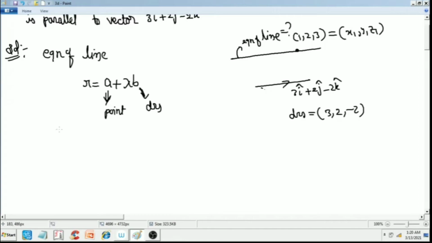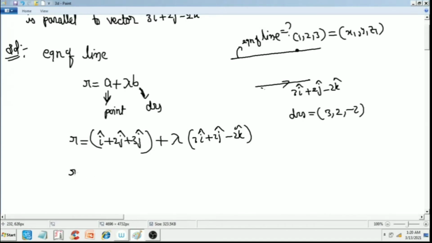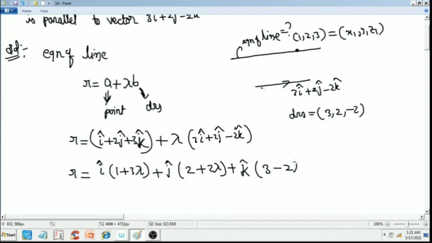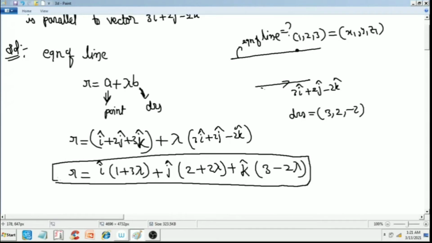So the equation of the line in vector form is r = a, the point, which is i + 2j + 3k, plus lambda times b, the DRs, 3i + 2j - 2k. Simplifying, taking common coefficients: i (1 + 3 lambda) + j (2 + 2 lambda) + k (3 - 2 lambda). This is the vector equation of a line.